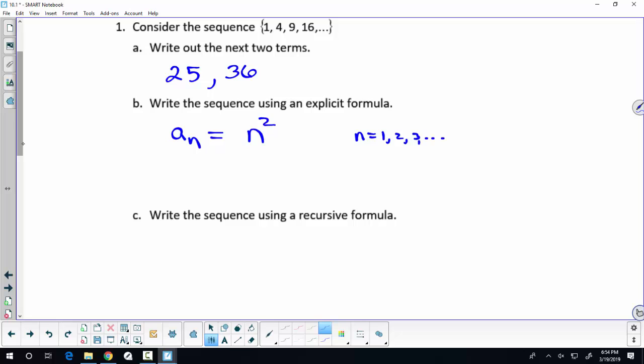We have to say something to the effect of, the next term is something to do with the previous one, or we could say the next term is something to do with the previous one, etc.